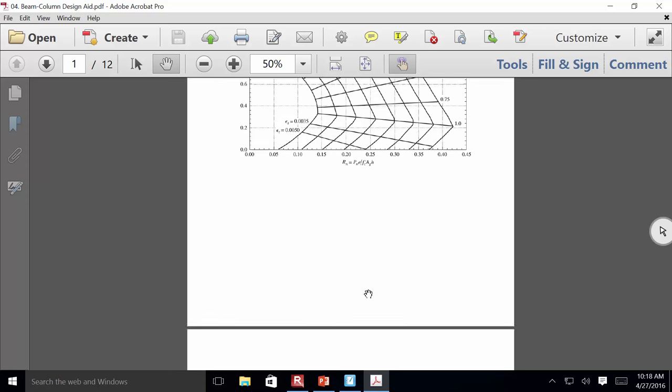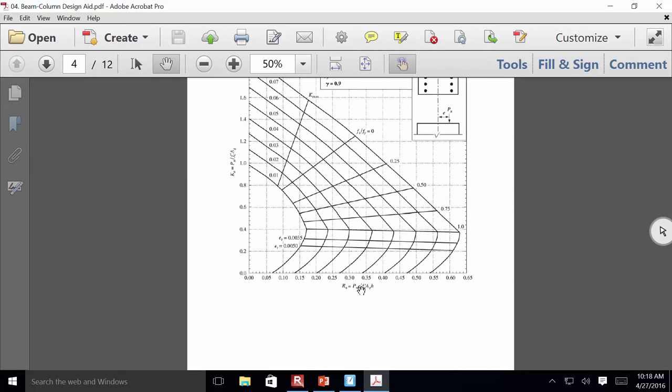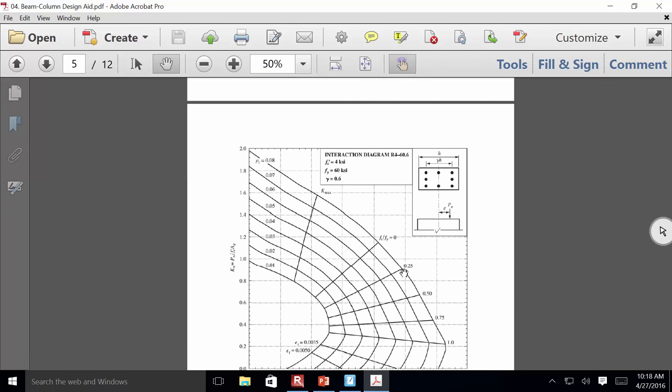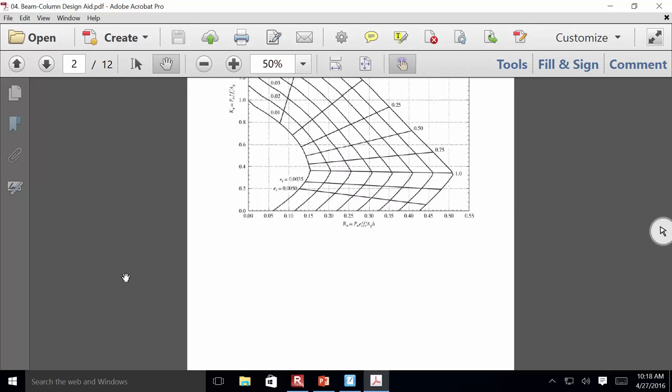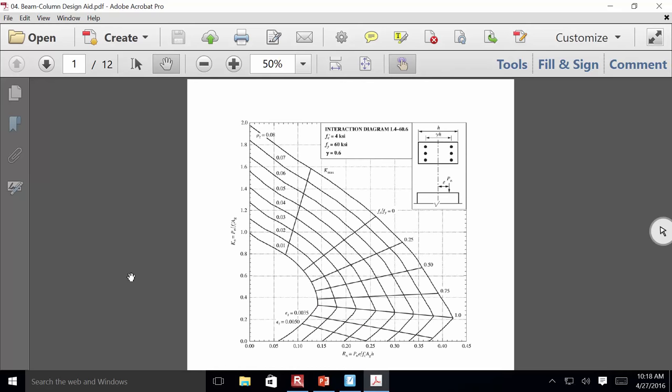If you go down a little bit, I think it's like page maybe 5, look at the R columns. They have 3 layers, 1, 2, 3. Everybody see that? That's the difference between the R and the L's. Now the 4 and 60 stand for the concrete strengths. All you need for the purposes of what we're doing in here is 4 KSI concrete, 60 KSI steel.